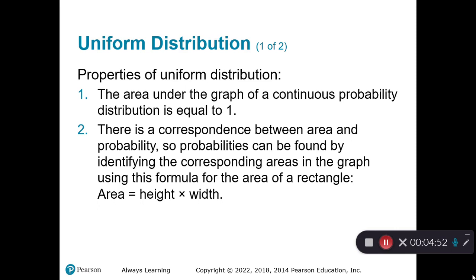So let's look at what a uniform distribution is. First of all, it is a continuous probability distribution. The area under the curve is equal to exactly 1. Therefore, as we said earlier, there's going to be a correspondence between area and probability. In fact, we're going to be able to find those areas under the density curve because the areas form rectangles. And the area of a rectangle is quite straightforward to calculate. It is simply height multiplied by width.